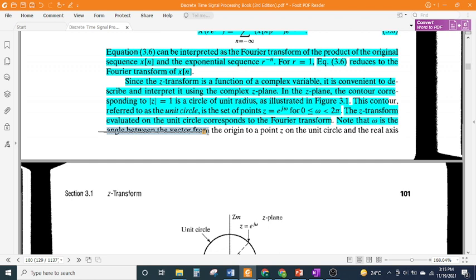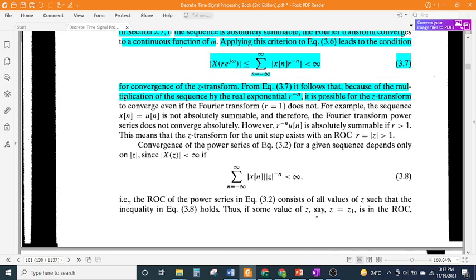From Eq. 3.7, it follows that, because of the multiplication of the sequence by the real exponential r^(-n), it is possible for the z-transform to converge even if the Fourier transform, r equals 1, does not. For example, the sequence x[n] equals u[n] is not absolutely summable, and therefore, the Fourier transform power series does not converge absolutely. However, r^(-n) u[n] is absolutely summable if r is greater than 1. This means that the z-transform for the unit step exists within the ROC |z| greater than 1.